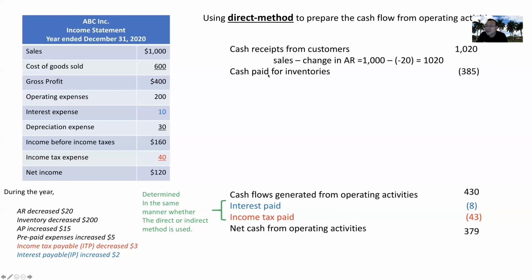Cash paid for inventories. This company is a manufacturing company. You can see cost of goods sold, so you had to purchase inventory. How much cash did you pay for the inventories? The number here is 385. How did I get this number?